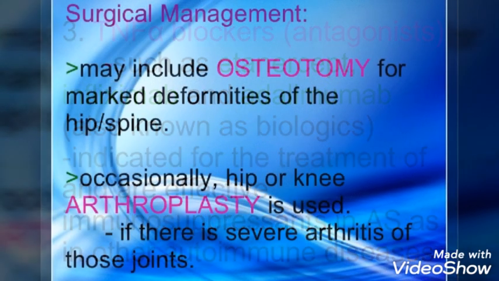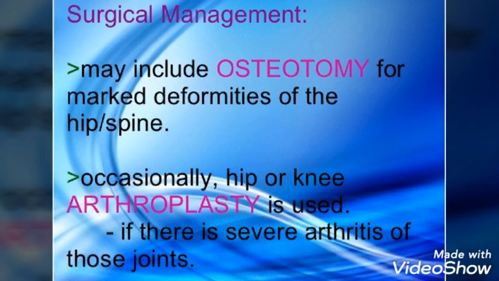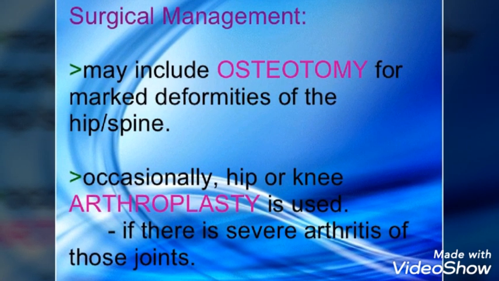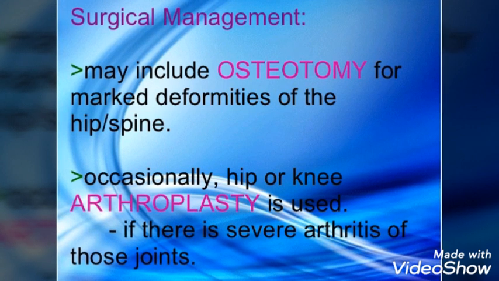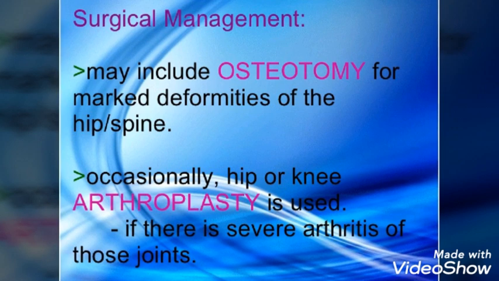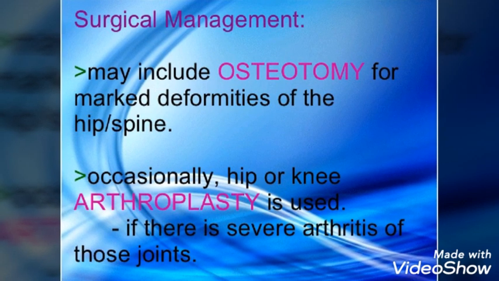Then we come to the surgical management. It may include osteotomy for marked deformities of the hip or spine. Then occasionally hip or knee arthroplasty is used if there is severe arthritis of the joints. So these are the 2 surgical managements for the patient.